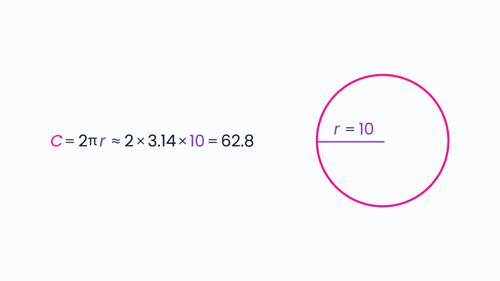Let's look at a final example. This time you want to find the circumference of a circle with a radius of 10. In this example, you know the radius, so you use the formula c equals 2 pi r. Now replace pi with 3.14 and r with 10, which leaves you with a circumference that approximately equals 2 times 3.14 times 10, which is 62.8.